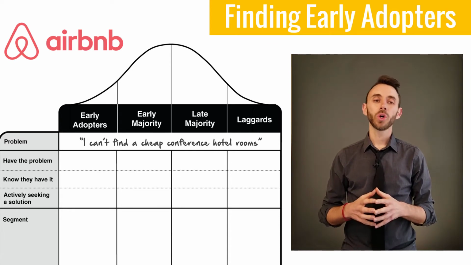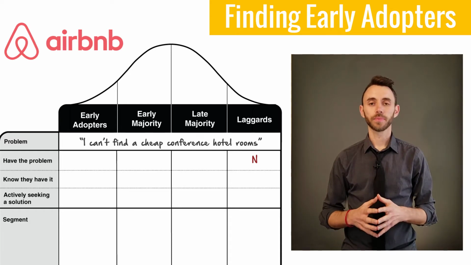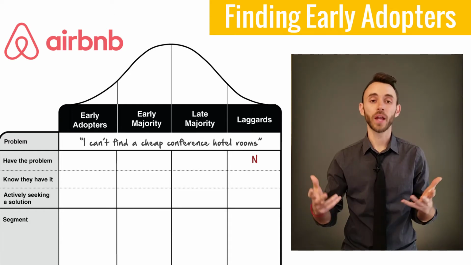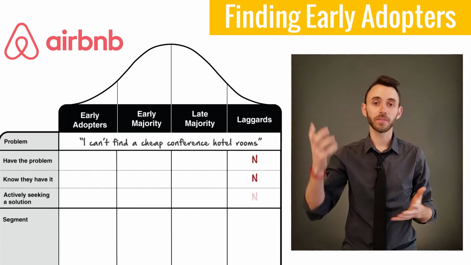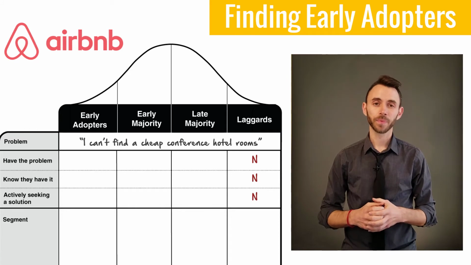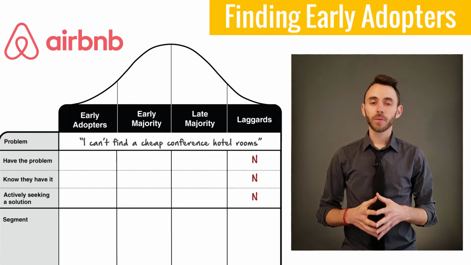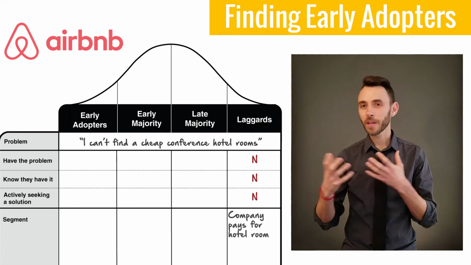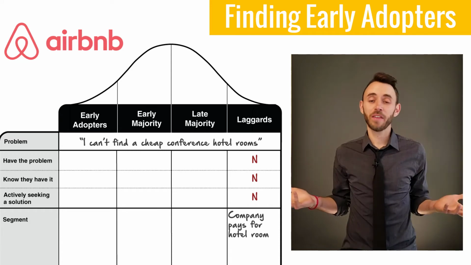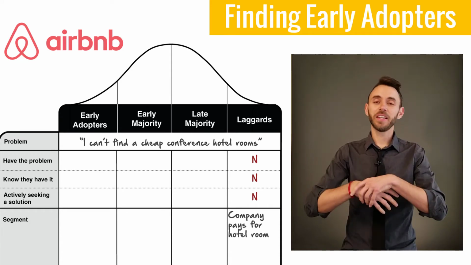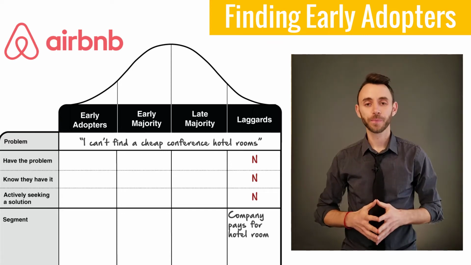Now, laggards are people who don't have the problem that we're trying to solve. These are people who literally don't have the problem. Because they don't have the problem, they don't know that they have the problem, and they're not actively seeking a solution for that problem. So who would be an example of someone who falls into this category? Someone who's attending a conference, but their company pays for their room. Like in this case, this person doesn't have this problem. Maybe they can expense any hotel cost they have, and so they just don't even worry about it at all.